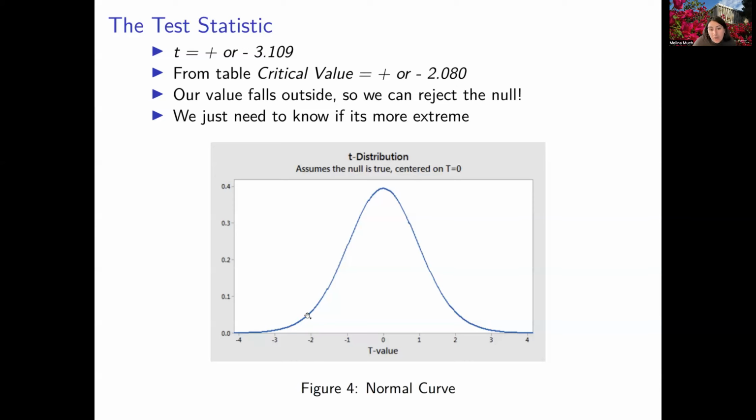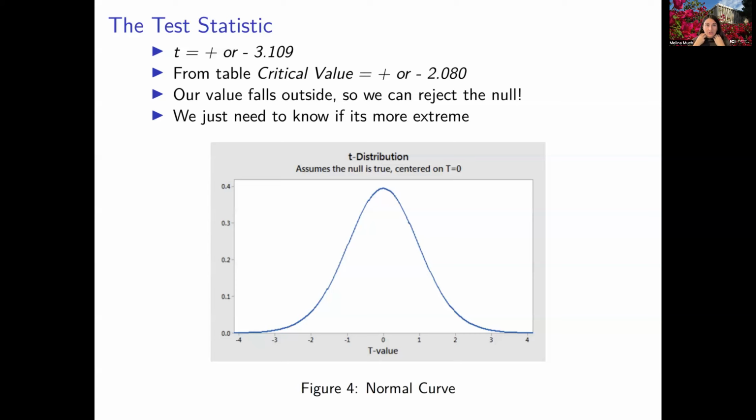And so we know that if 2 is right here on the number line, -2 is right here on the number line, and our value is out here at -3, we are indeed more extreme or outside of that. So we can actually reject the null hypothesis. So we really just need to know if our test statistic is more extreme than the critical value set by the degrees of freedom and the statistical significance threshold that we care about.